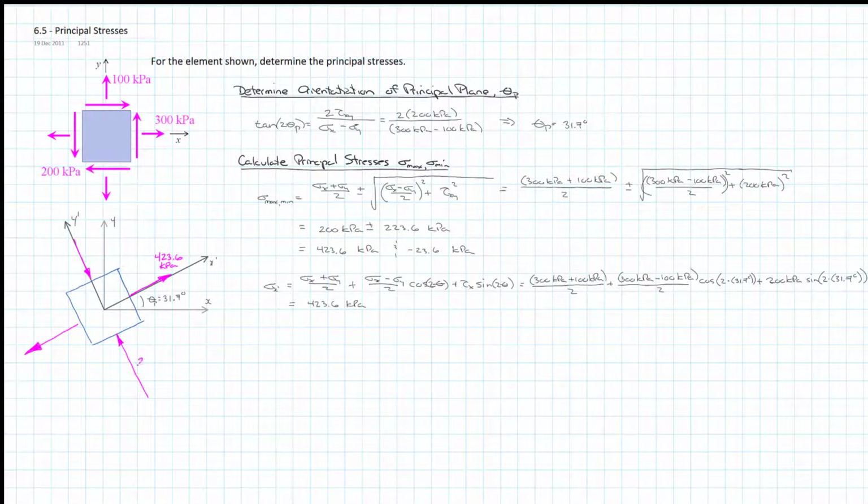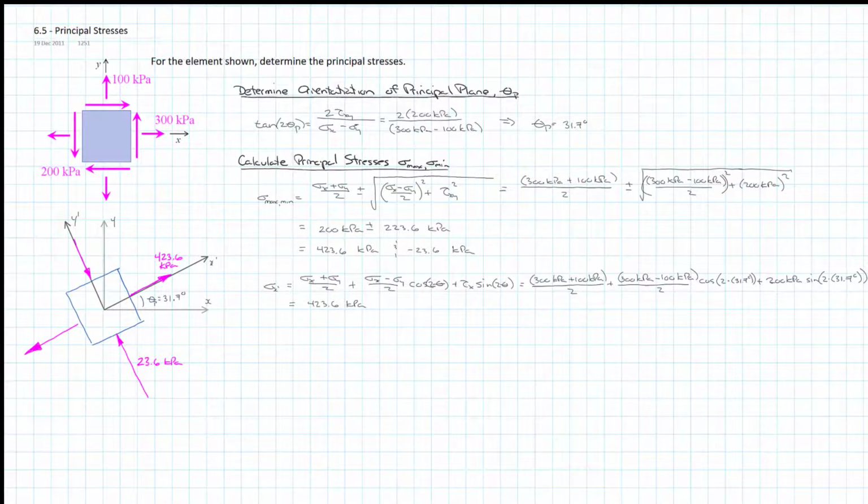And give it a value of 23.6 kPa. And because these are the principal stresses, we also know that the shear stress on the principal plane is equal to 0. So there is no shear stress. There is no tau x prime y prime in this orientation because that's where the principal stresses occur, where the shear stress is equal to 0.